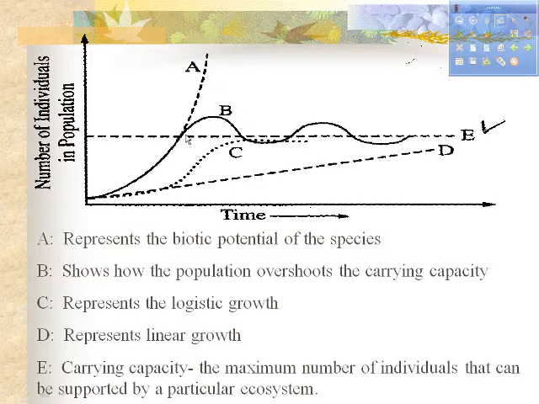B is your overshoot. You're doing great, and then all of a sudden you're running out of resources, and now we have to go back down. C represents logistic growth. This is assuming limited resources. A linear growth is if it's a slower population, and then E is your carrying capacity.